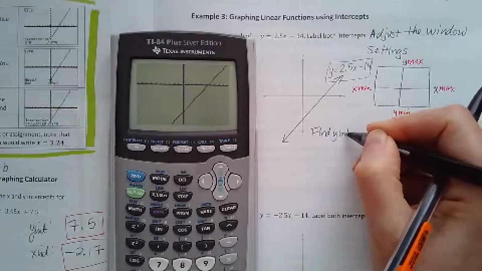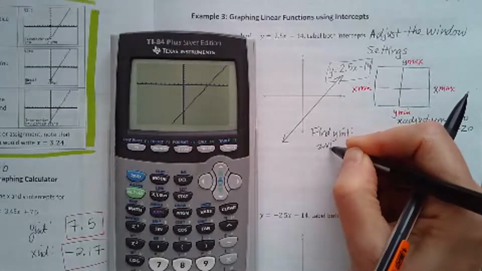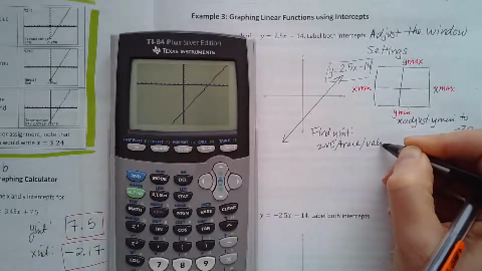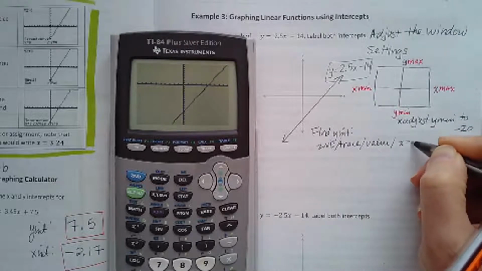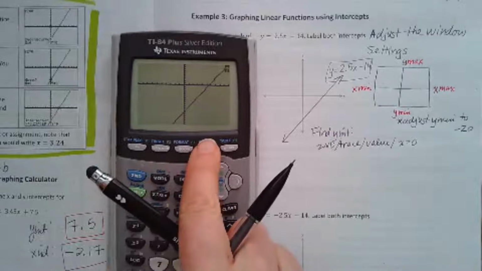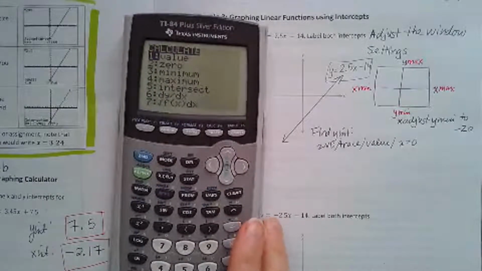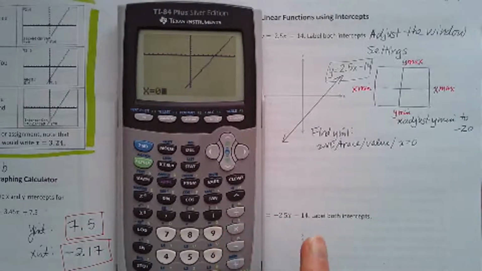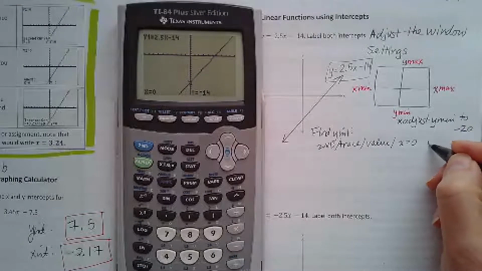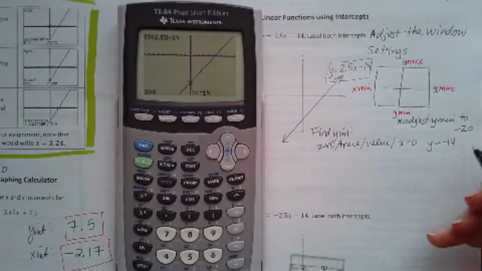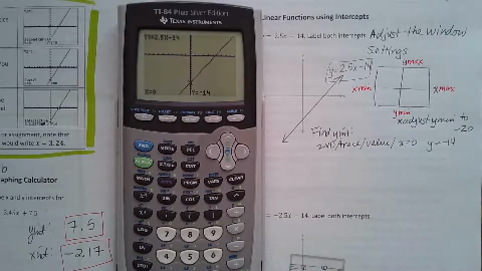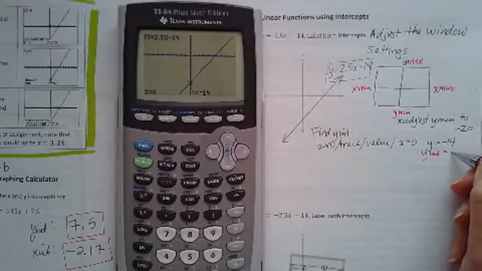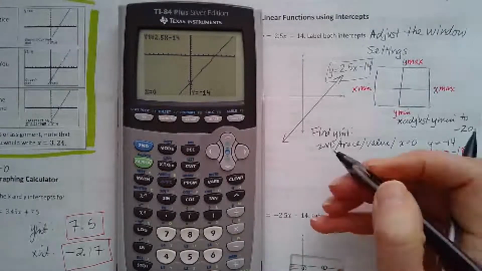All right, let's find the y-intercept. Let's do that first. Remember what we do? It's going to be second trace, value. And then x equals 0. So second trace, I want to press value. I'm going to press enter. And then x equals 0. Y equals -14. When x equals 0, the y value that partners with that is my y-intercept. Y-intercept, -14.